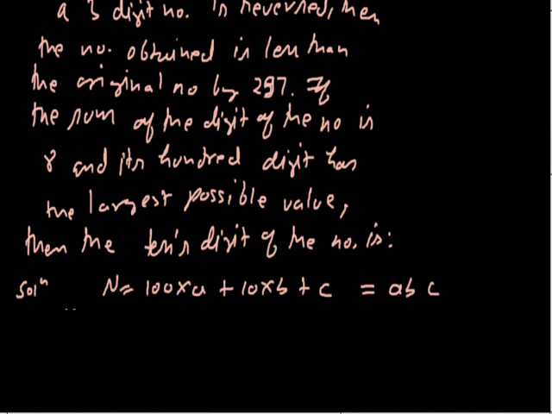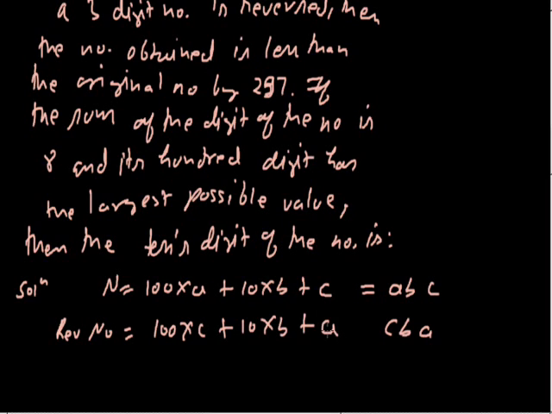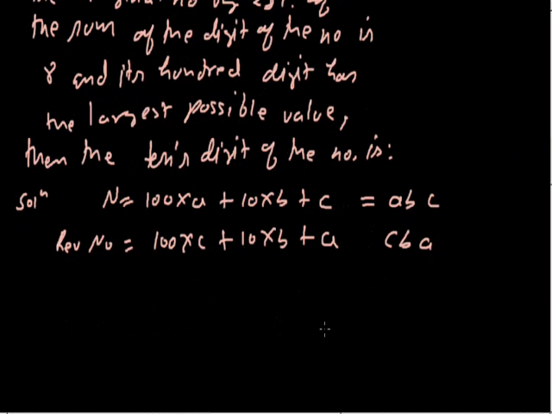Now the reverse number, that is CBA, the digits are reversed. Now we write the reverse number as 100 times C plus 10 times B plus A. This is the reverse number, and according to the question, the reverse number is less than the original number by 297, and it means if we take the difference, that is N minus the reverse number, we get 297.